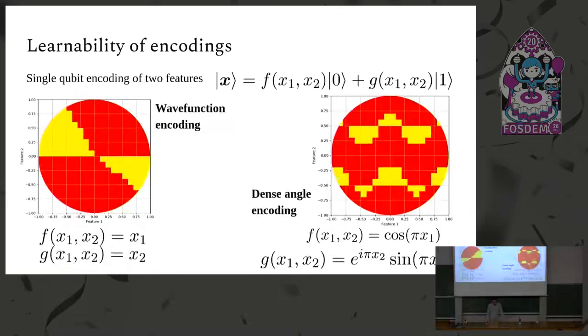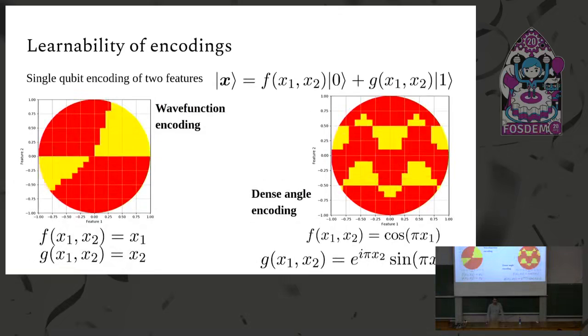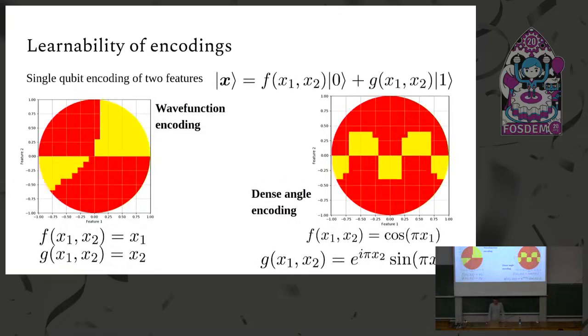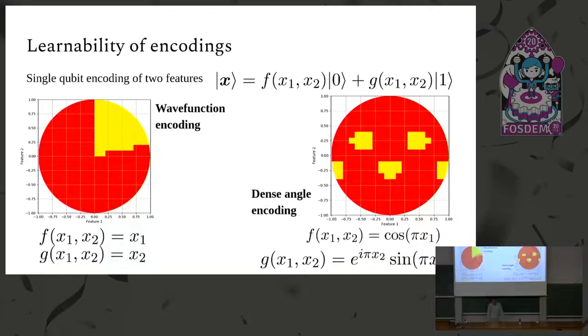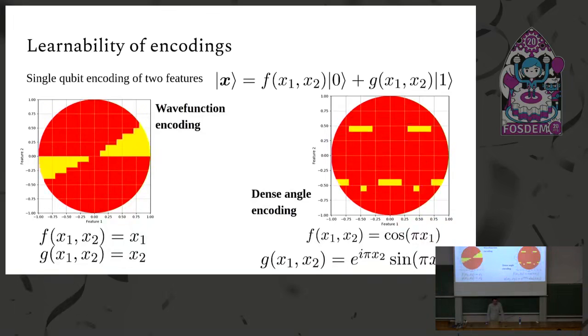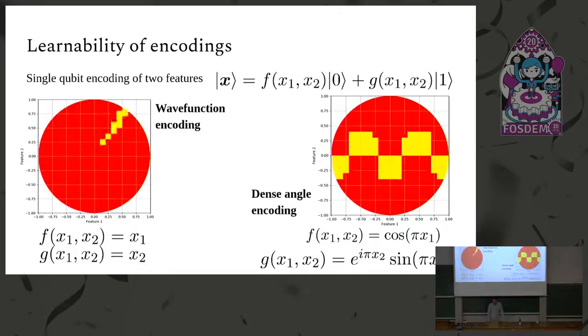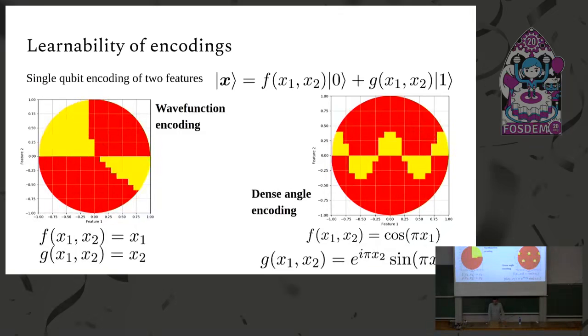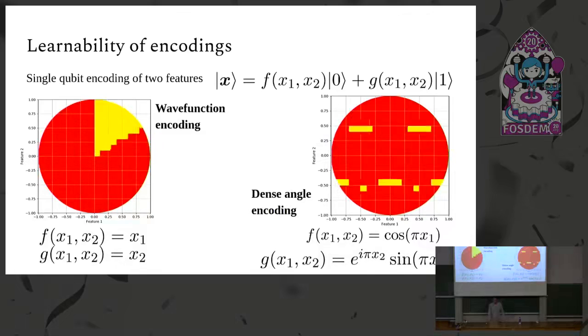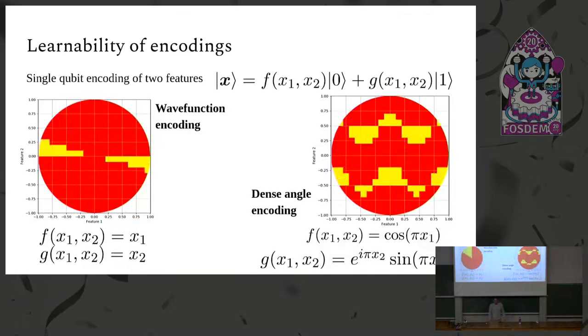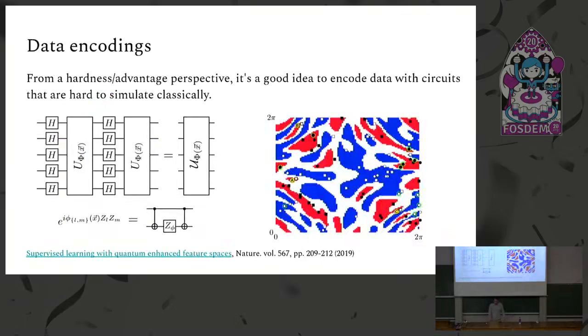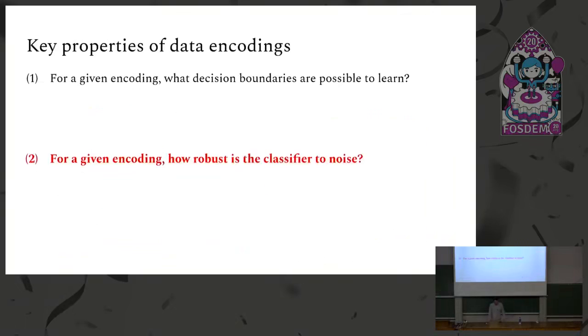And these are two examples of two different encodings and the types of decision boundaries that you can learn. I'm just trying to emphasize this point: on the left, for the wave function encoding, you can see the decision boundaries you're capable of learning are distinctly different from the ones on the right, where you're using this dense angle encoding. So that's one interesting thing about this type of encoding, how you represent your data. Let me skip this. This is just a side note.